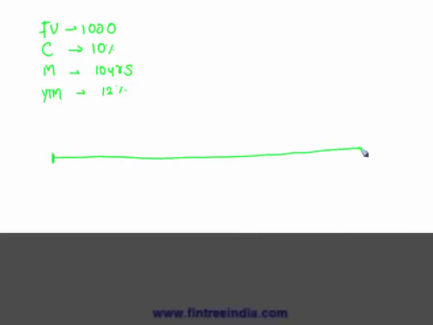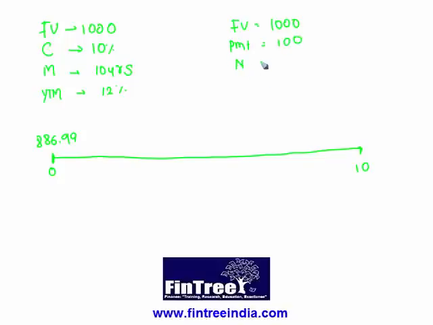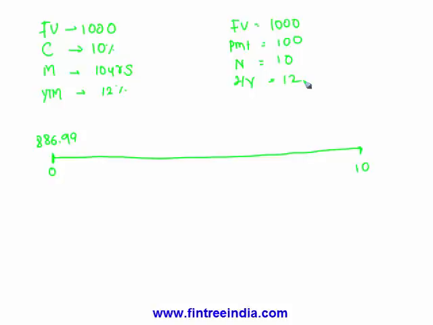Can you find out what is the amount we will have to invest at time 0? 886.99. In case you want to know how to do this, future value would be 1000, payment would be 100, N on the TVM row would be 10, IY would be 12, and then we will say compute present value. All of you getting this number?